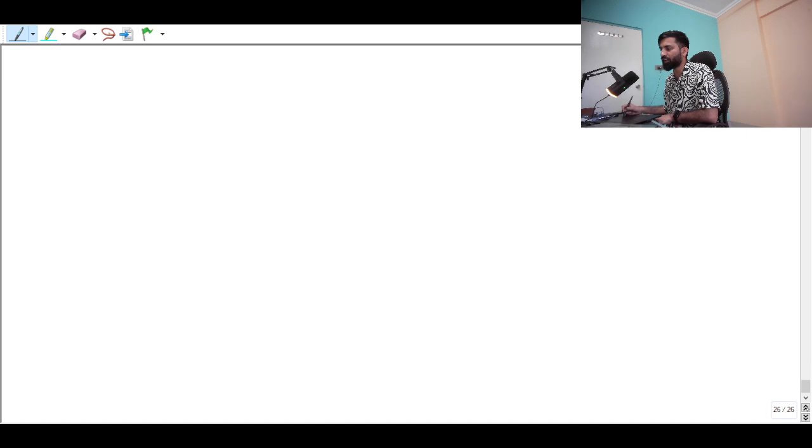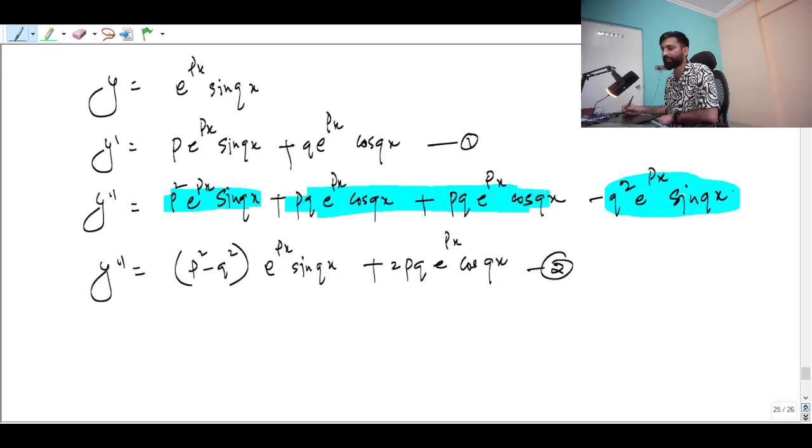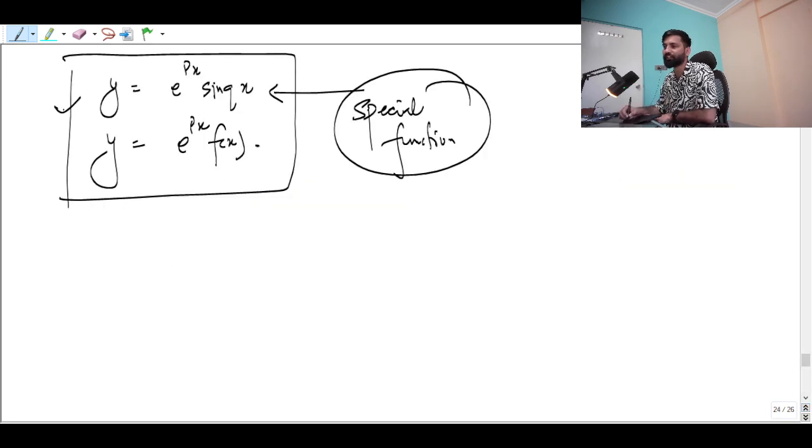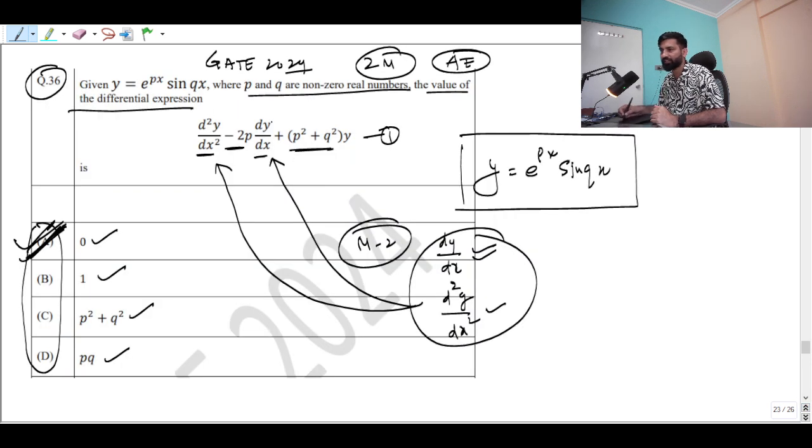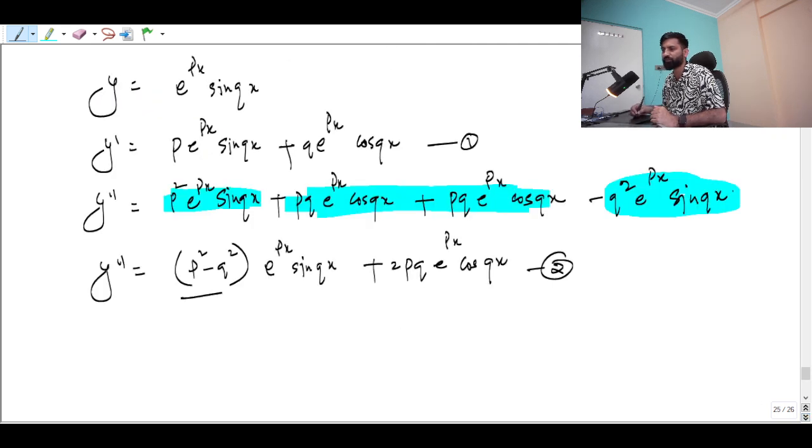So this was a 2-mark question, and you have to remember that this is a special type of function that always gives you a homogeneous solution for the linear differential equation. They have also chosen the coefficients in such a manner. You see here, they have chosen 2p, and here p square plus q square. Also you're getting here p square minus q square, so you will get the answer as 0.